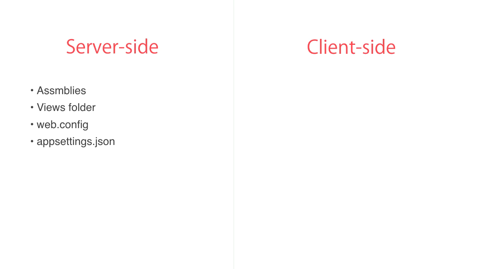When we build a client application, what are the artifacts that we need to deploy? We need our JavaScript bundles. So our application code, as well as third-party libraries, we should combine and minify them into one or more bundles. Same goes for our CSS bundles.